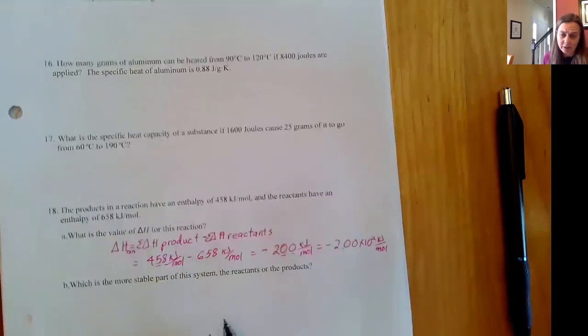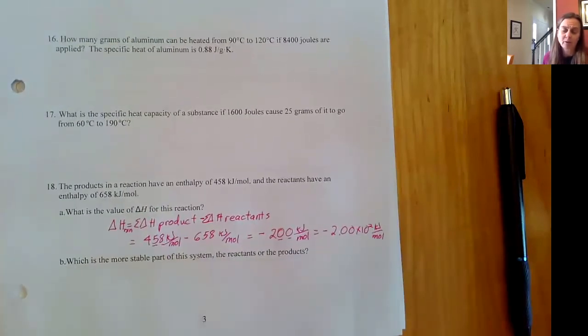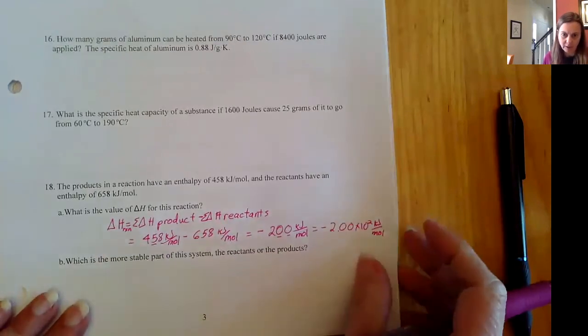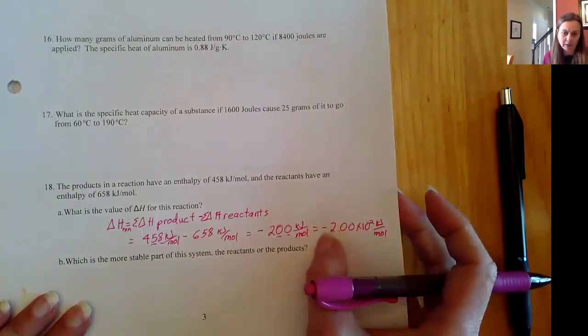When it asks which is more stable, reactants or products, if it gives off energy, it tells us products are more stable. If it takes in energy, it tells us reactants are more stable. Since this gave off energy, that negative sign, we know that the products are more stable. Also, they have lower energy.